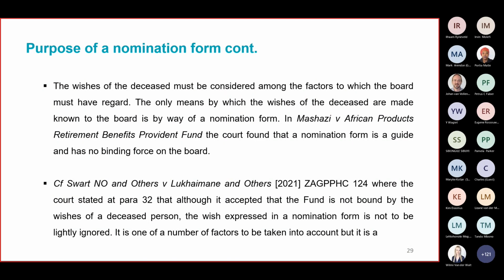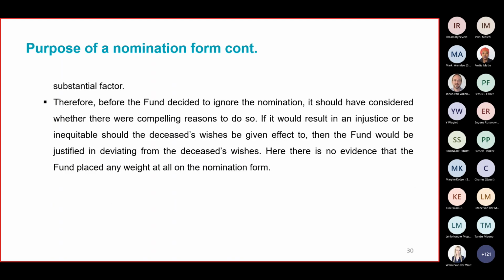In Mashazi, the court found that a nomination form is merely a guide and has no binding force on the board. If you compare Mashazi, you'll also see the recent case of Swart and others versus Lukhaimani and others, where the court stated at paragraph 32 that although it accepted that the fund is not bound by the wishes of the deceased, the wish expressed in a nomination form is not to be lightly ignored. It said that it is one of the factors to be taken into account, but it is a substantial factor.